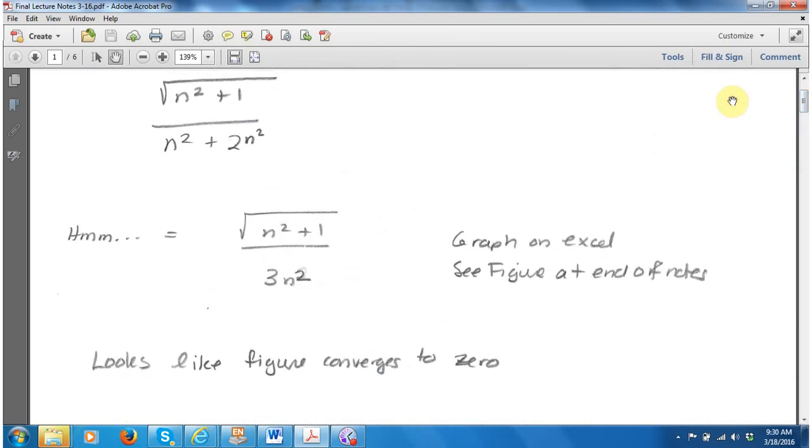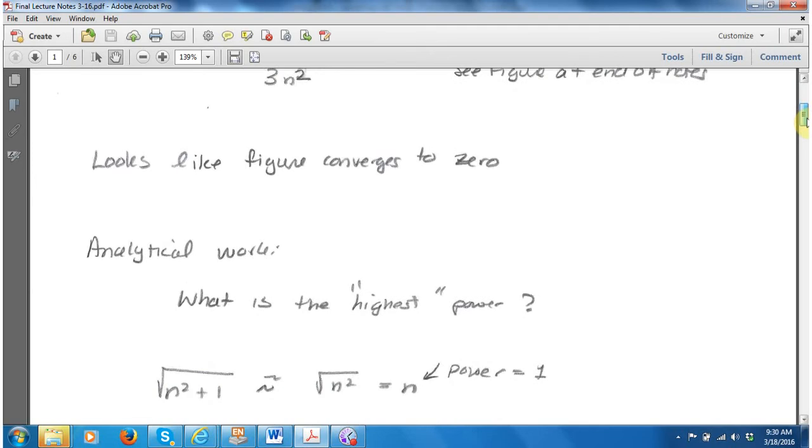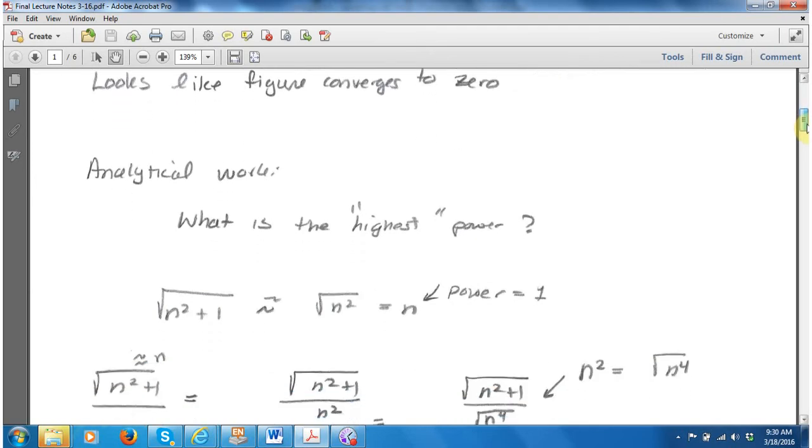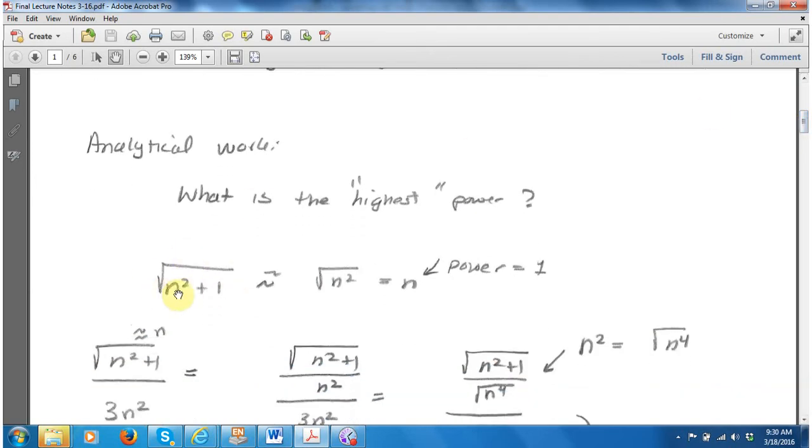Well, this is not exactly what I'm used to. First of all, I can combine this n squared and 2n squared to be 3n squared because it has a square root in it. So how do I do this? Well, how do I calculate the highest power? I use something I called engineering math, which is approximations upon approximations, which mathematicians usually don't do, but it gives us good insight.